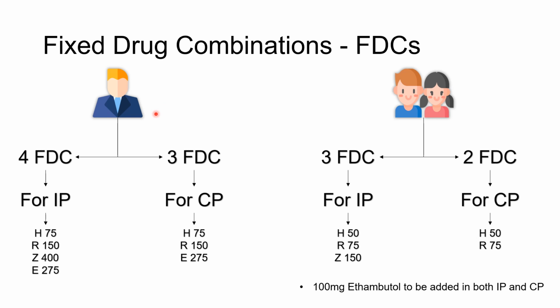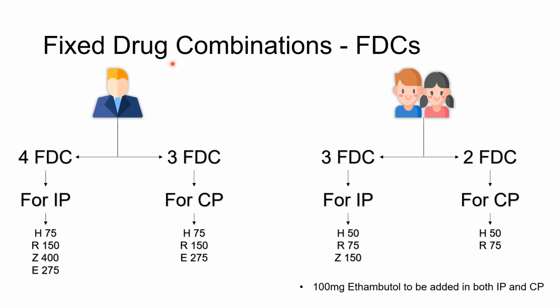So what are the fixed drug combinations available? One adult combination is available, one pediatric combination is available. For adult fixed drug combination or adult FDC, two types of FDCs are available, 4 FDC and 3 FDC. What is 4 FDC? 4 FDC is for initiation phase. So what is 4 FDC? 4 drugs, HRZE, 75, 150, 400 and 275. What is 3 FDC? It is for continuation phase, HRE, so 75, 150, 275.